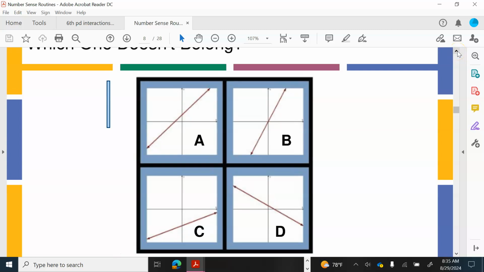Which of these does not belong? Remember, there are different correct answers. All of them could not belong for different reasons. Take a second, think about that, and then if you have or think you have an answer for one of them, go ahead and raise your hand and talk about that.